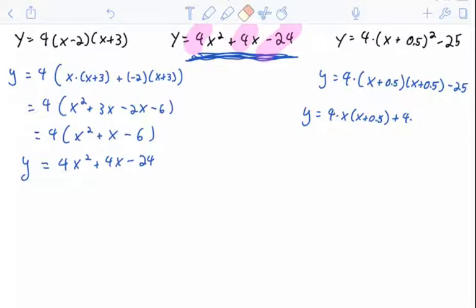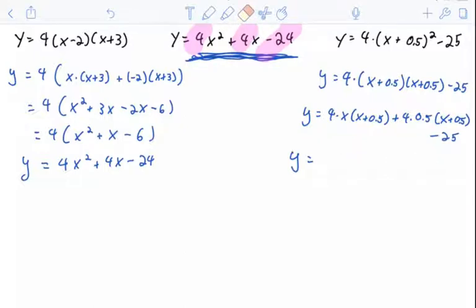4 times 0.5, x plus 0.5 minus 25. So this becomes 4 times x squared plus 0.5x, 4 times, well, you know what? I'm going to do it a different way. I'll run out of space like this.